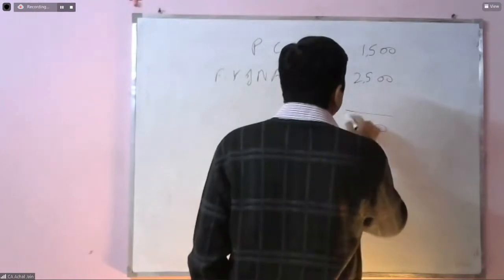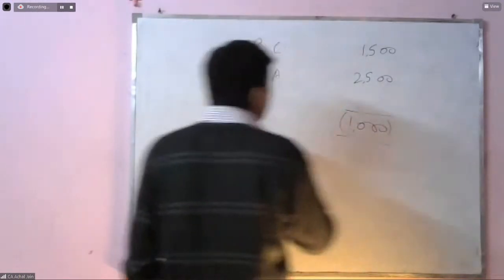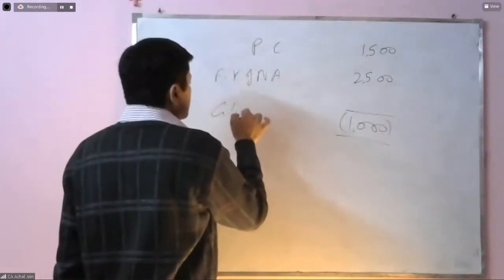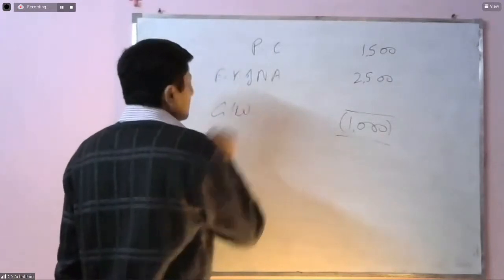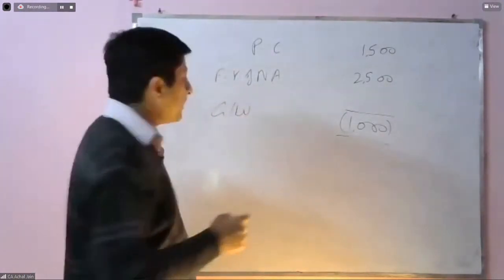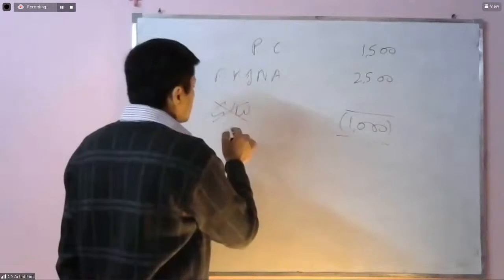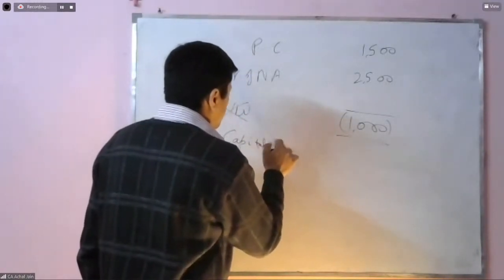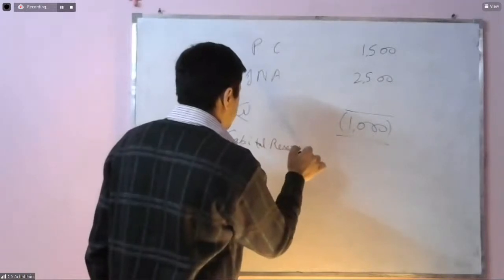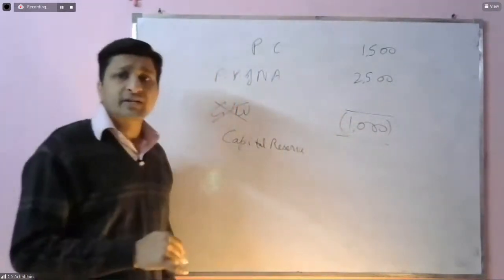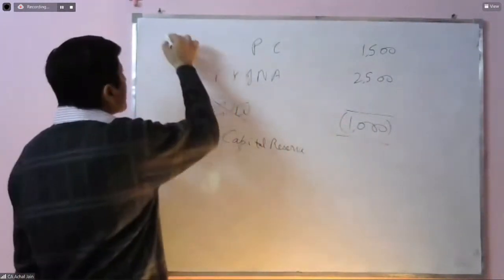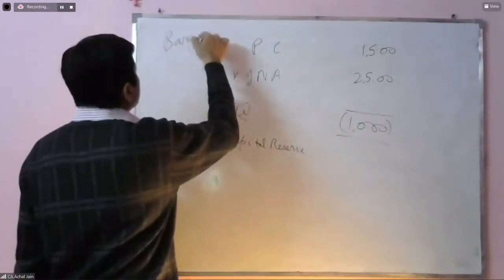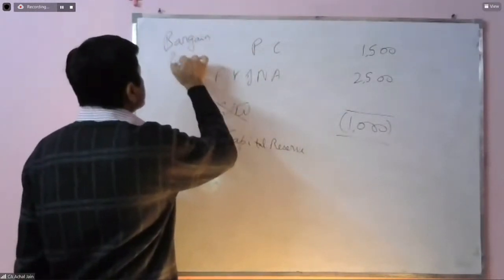So what do we get? Negative goodwill. And instead of goodwill, we call it capital reserve. This situation has been considered by the standard as bargain purchase.